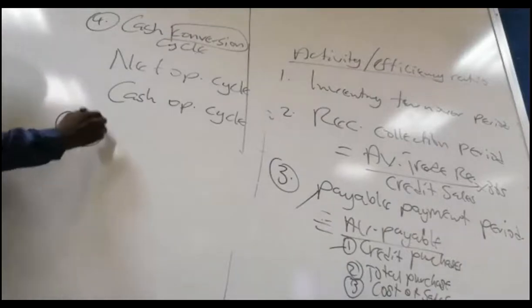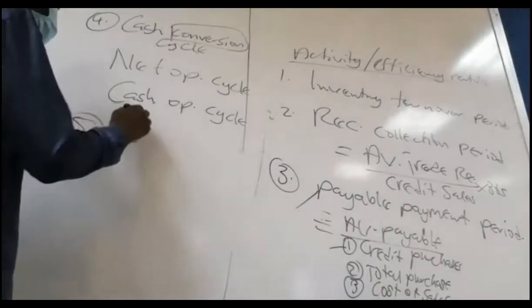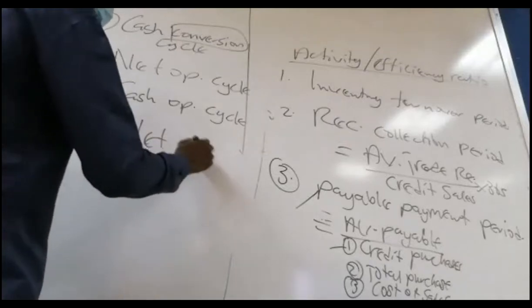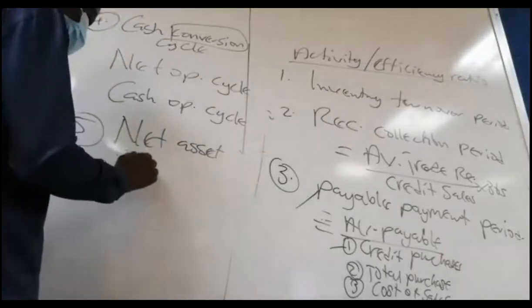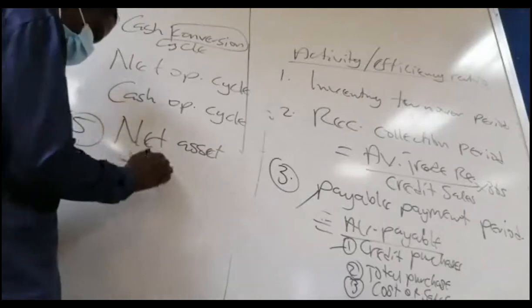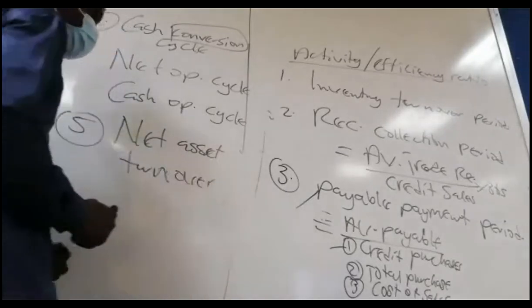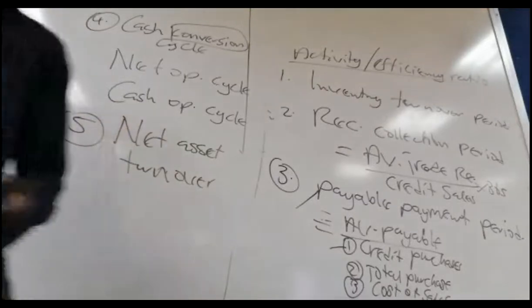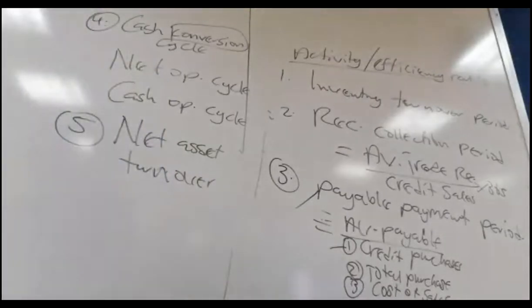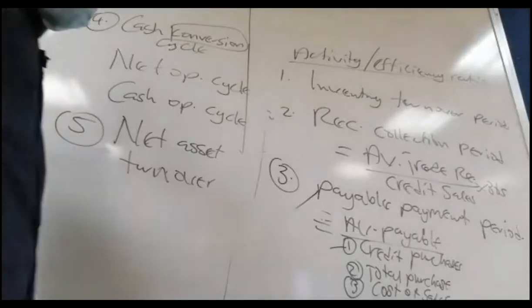Number 5, we call it net asset turnover. Here, it just explains how you use your assets. How do you turn over the assets? Use them to generate what? Revenue. That's all. How you use your asset to generate revenue.